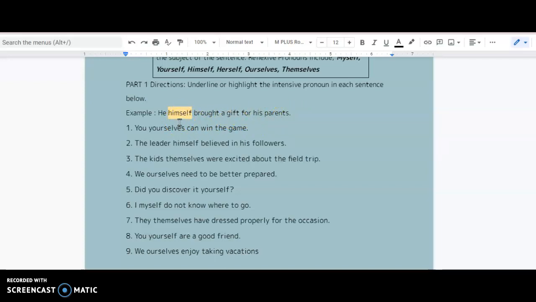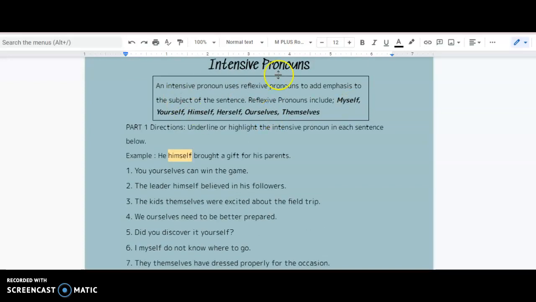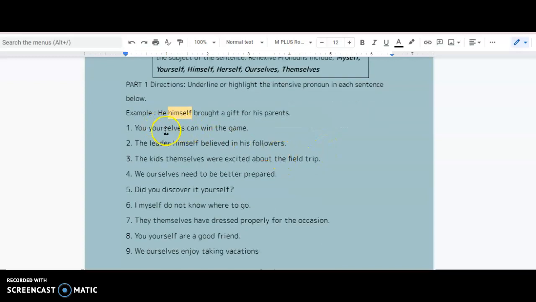What we are emphasizing, guys, is that he did it alone, right? He himself. It sounds a little bit repetitive, yes, but this is the intensity. This is why we call it intensive pronouns. So the words are the same as the reflexive, but the function they do is a little bit different. We are adding emphasis. So you have to do the same with all of these. Remember, you can underline or it can be highlighted, whichever you prefer.